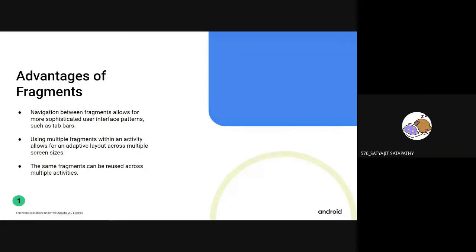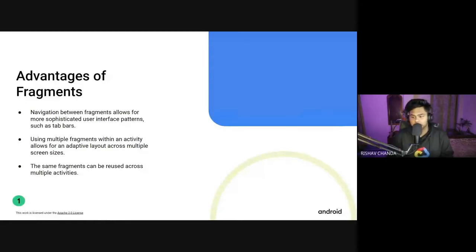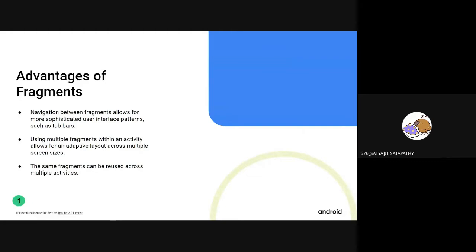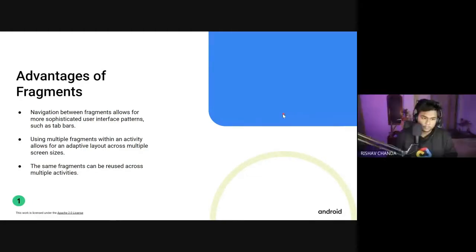In the case of an activity, if the phone runs out of memory, then it will be self-destroyed. In the case of fragments, is that there or not? No, it will be self-destroyed. Okay, it wasn't mentioned in the flowchart, so I was a bit confused. Okay, okay.